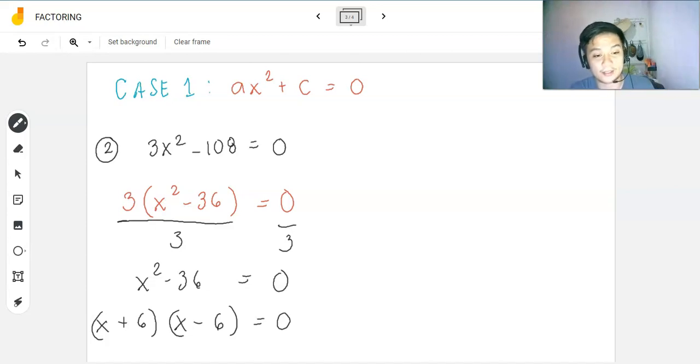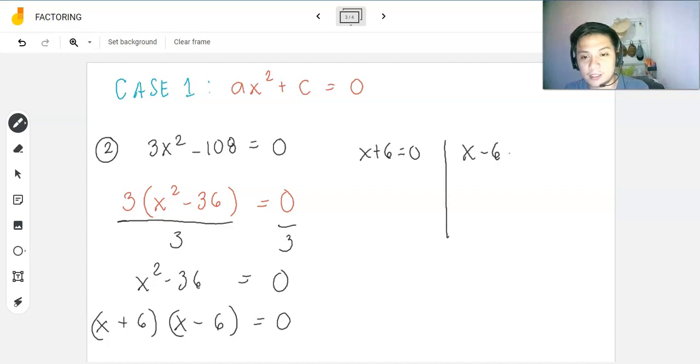So what is our next step? Apply ZPP. So x plus 6 equals 0. And then on the other column, we write x minus 6 equals 0. So we apply pagta-transpose para mas mabilis. Or if you can actually use mental math, pwede din. So, what is the value of x such that x plus 6 is equal to 0? In here naman, what is the value of x such that x minus 6 is equal to 0?